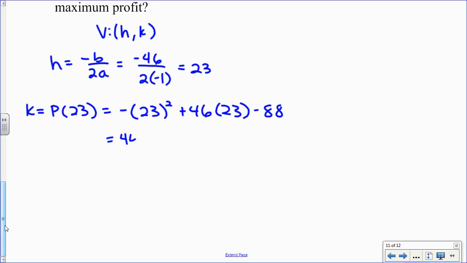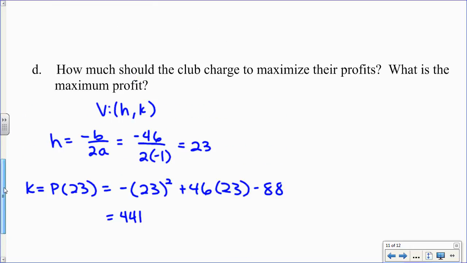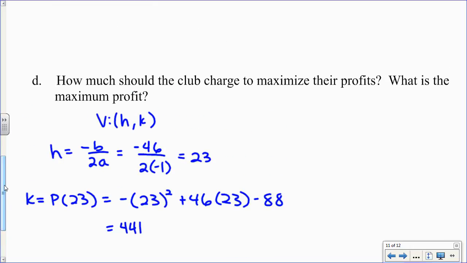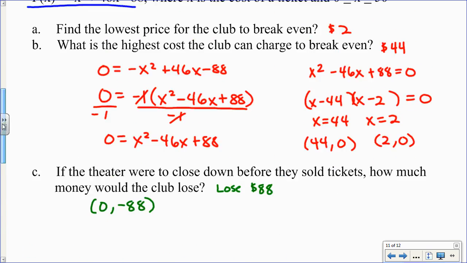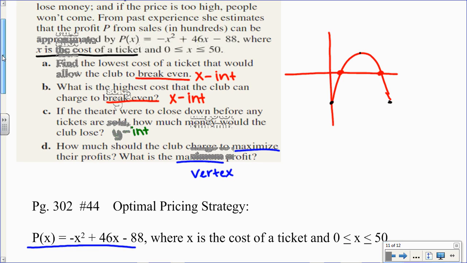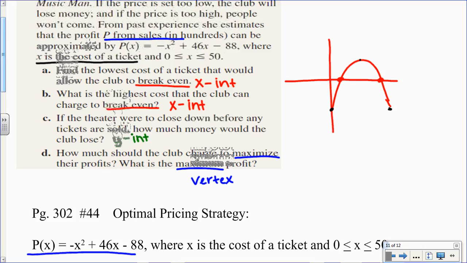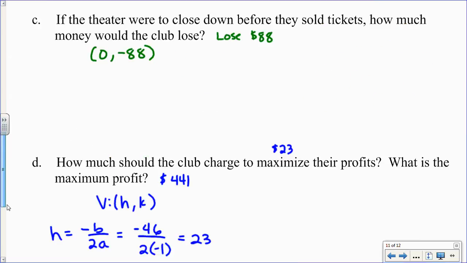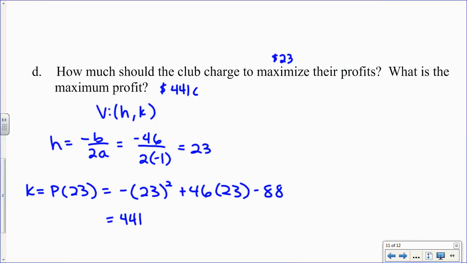Okay. So last little bit here, answering these two questions. How much should they charge to maximize their profits? $23. And what is the maximum profit? Hold on, we've got to talk about this. What's the maximum profit? 441, but we know from the very beginning that the profit is in hundreds. So what do I have to put with that 441? 100, so 2 zeros. So pay attention to those things.